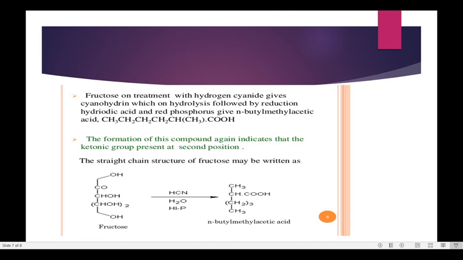Fructose on treatment with hydrogen cyanide gives cyanohydrin, which on hydrolysis followed by reduction by hydroiodic acid and red phosphorus gives N-butyl methyl acetic acid, and the formation of this compound again indicates that the ketonic group is present at the second position.